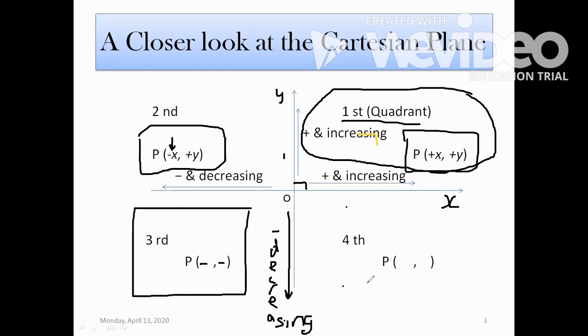All right, what about the fourth quadrant? Can you tell me the answer? For the x value, would it be positive or negative? It would be positive because it's on this side. However, since the y value is down on this side, the y value would be negative.